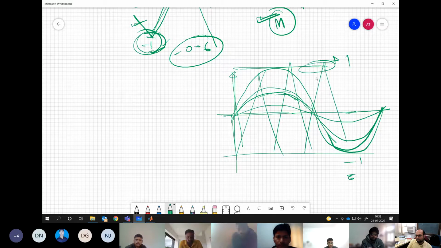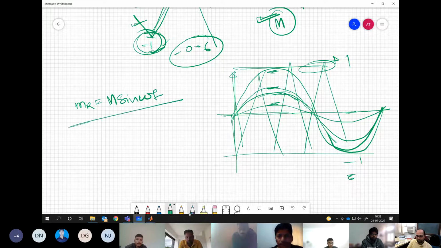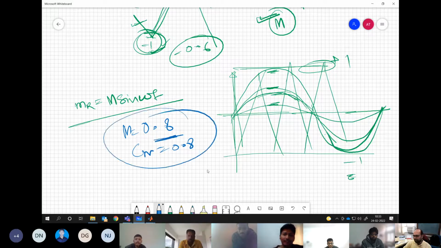Why are you changing this? Capital M is related to this peak. What is capital M? Sir, if we have capital M as 0.8, and if we consider the carrier value also 0.8, then we get a better response. If you have M equal to 0.8 and carrier peak also 0.8, is the modulation index 0.8?